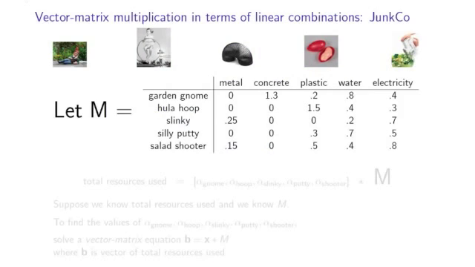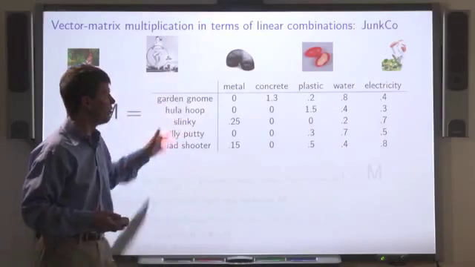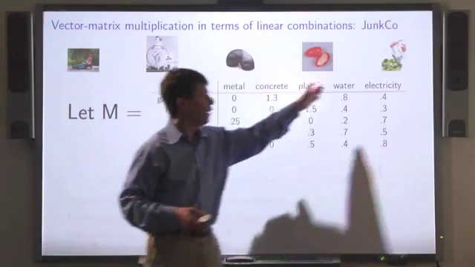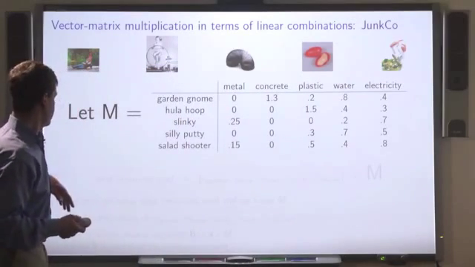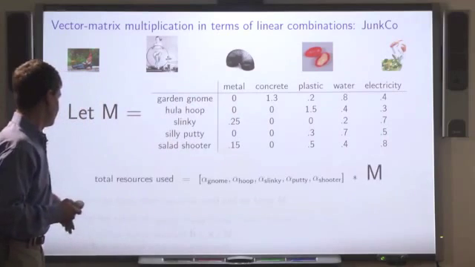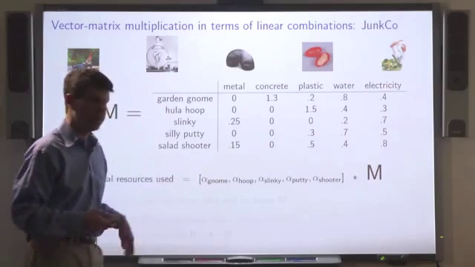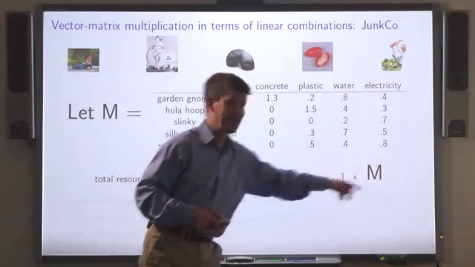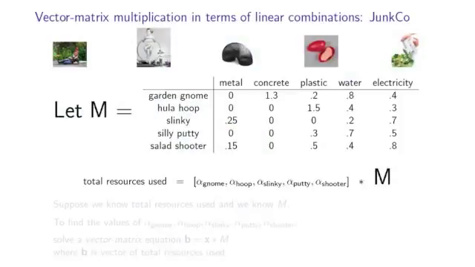You remember our Junko example from a while back. Junko makes a bunch of products, and for each one uses a certain amount of each of these resources per item. We can write this data as a matrix. Now, the total resources used equals this vector times M, where the entries of the vector tell us how many of each item are being manufactured.